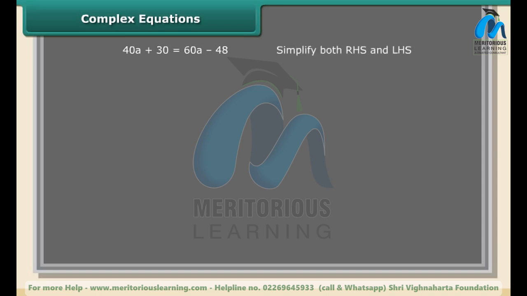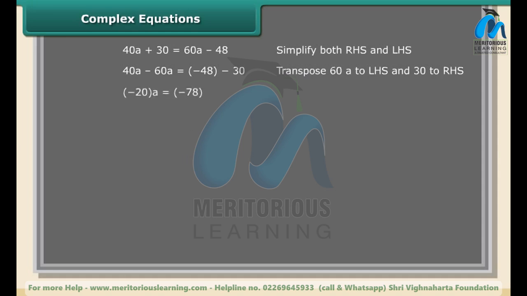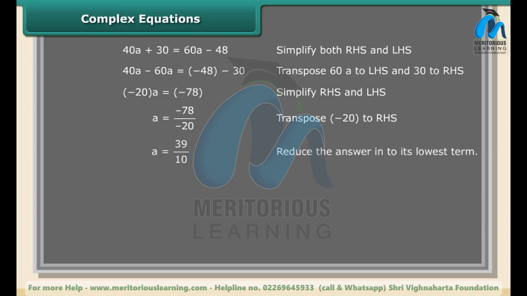Simplify both RHS and LHS. 40a minus 60a is equal to minus 48 minus 30. Transpose 60a to LHS and 30 to RHS. Minus 20a is equal to minus 78. Simplify RHS and LHS. a is equal to minus 78 upon minus 20. Transpose minus 20 to RHS. a is equal to 39 upon 10. Reduce the answer into its lowest terms.